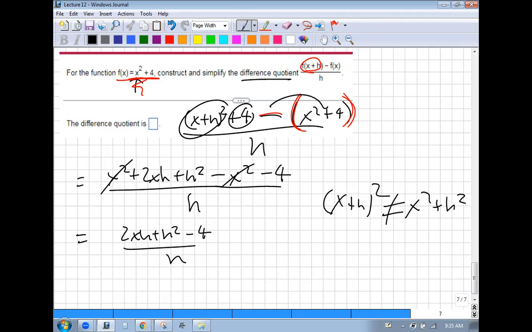Oh yeah, I forgot this 4 here. Plus 4. Yeah, thank you. Thought it looked weird. So now we could reduce the h's. So we get 2x plus h. There's our difference quotient. Questions? All right.